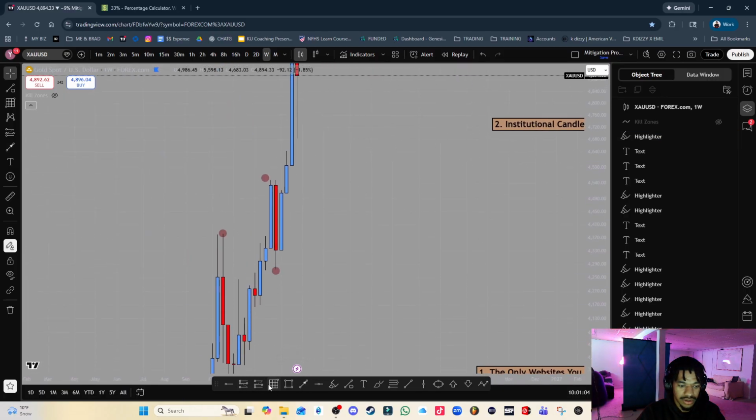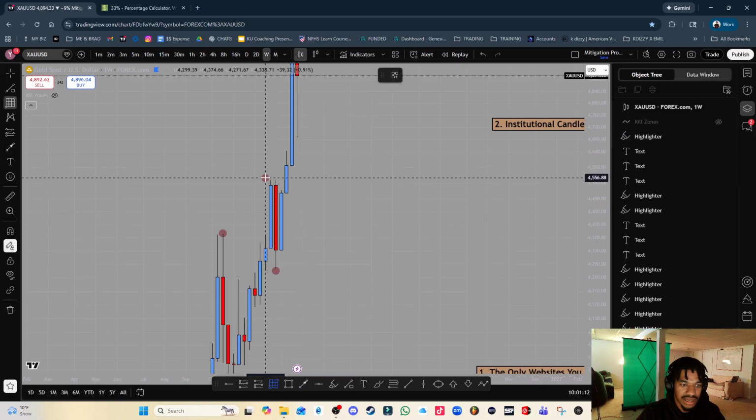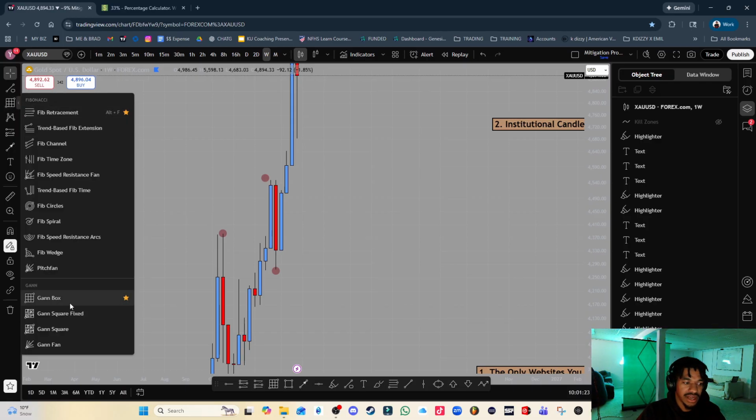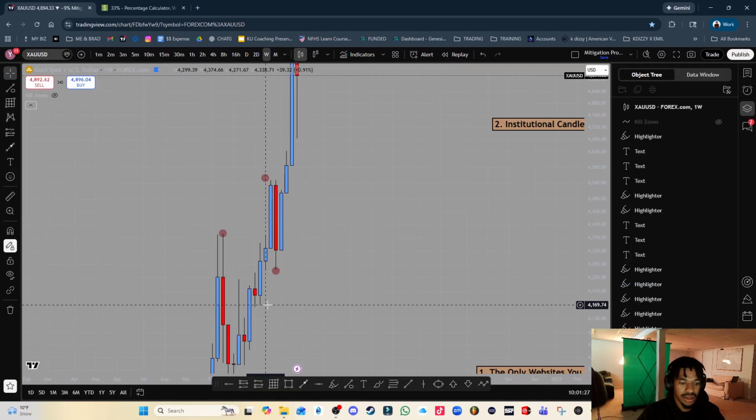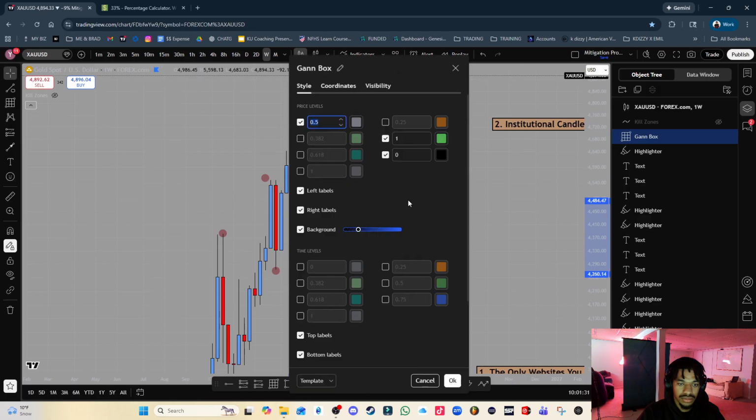So it fits my description of an institutional candle, and I mark it from the high to the low. I get a rectangle box right here, which is in this third category. Go right here, box right here, favorite it, right? And these are the settings that I use.